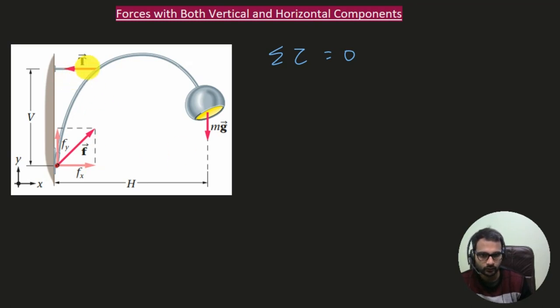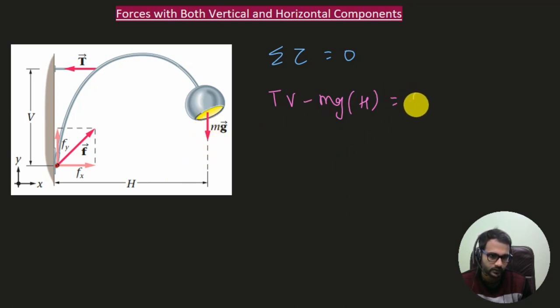Now this tension force T makes a torque in the counterclockwise sense, so T multiplied by this distance v, then minus mg multiplied by h. Why have we taken this minus? Because the torque is clockwise. This equals 0. Now if you rearrange for T, T equals mg into h by v.